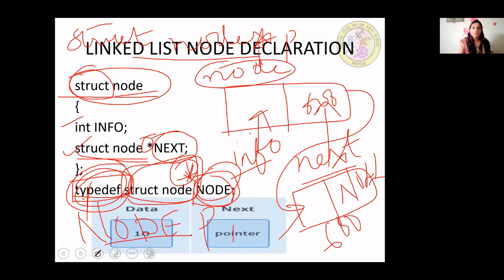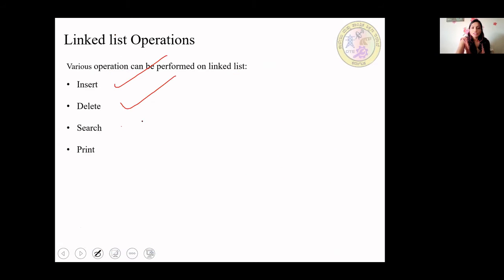Okay. So these are the four operations on a linked list. One is insertion, deletion, search and print. What is insertion? Any idea?